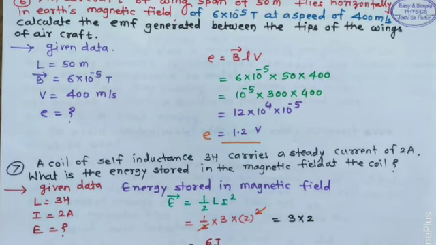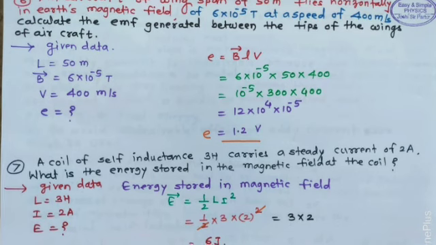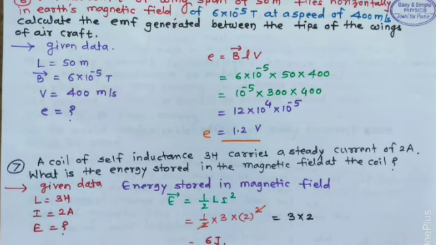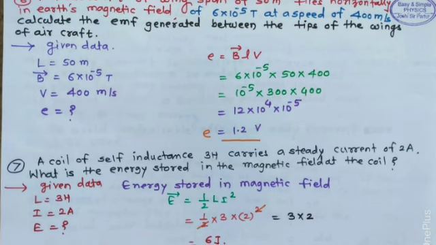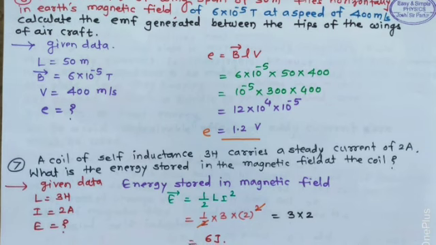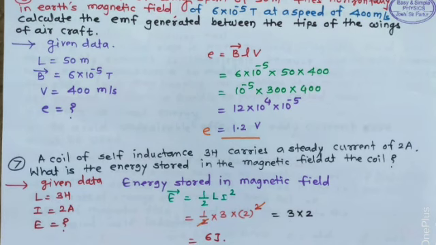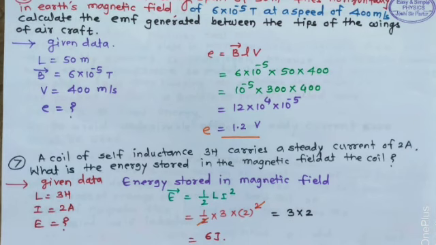So the EMF generated between the tips of the wings of the aircraft is E equal to B L V, which is equal to 6 into 10 raised to minus 5 into 50 into 400. That gives us 3 into 4, that is 12 into 10 raised to 4 into 10 raised to minus 5. So here the EMF is 1.2 volt. The answer will be 1.2 volt.